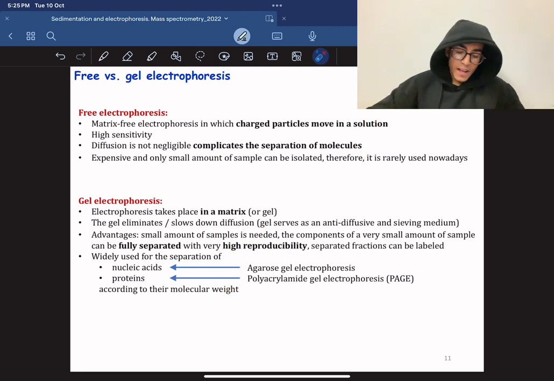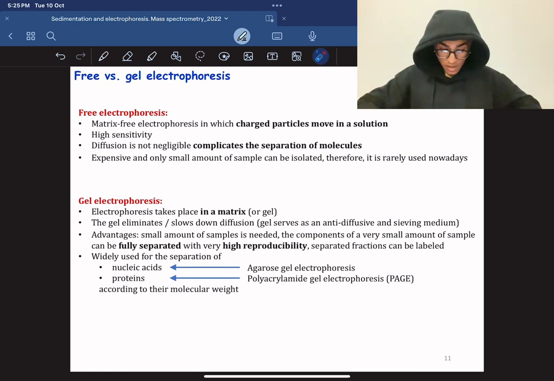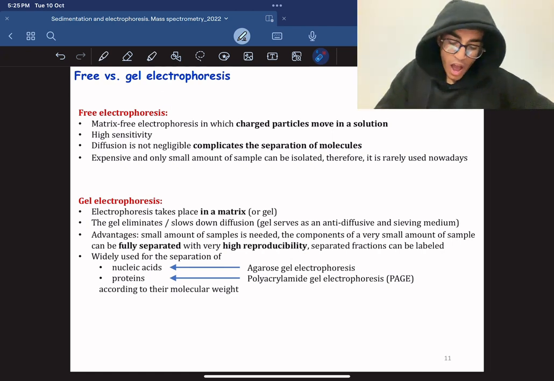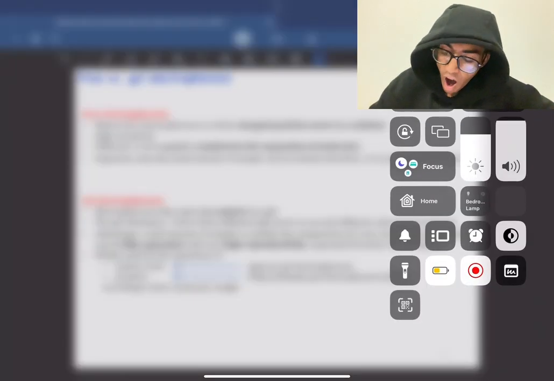So, that's basically it. So it says over here, first thing, matrix free, electrophoresis in which charged particles move through.